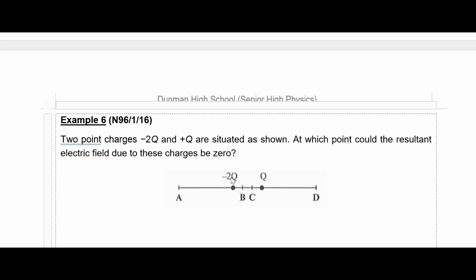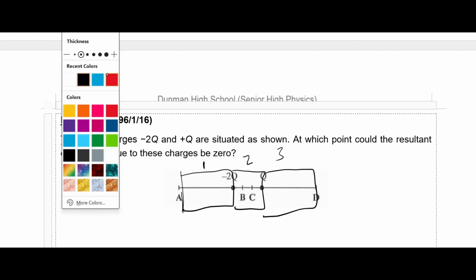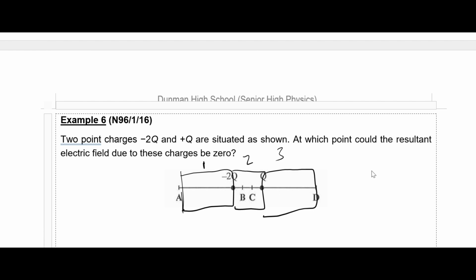Alright, 2 point charges are situated at these 2 points. One is -2q, one is q. At which point could the resultant electric field due to these charges be 0? Hopefully you can see there are 3 clear areas that we talk about. We can look at this region 1, this region 2, and this region 3. Our first job is to see in which region it is possible for the resultant field to be 0.